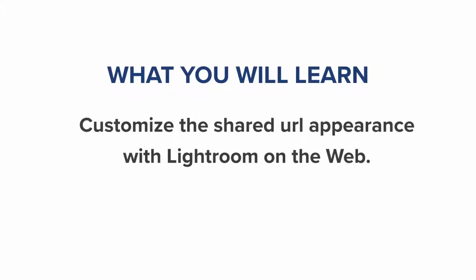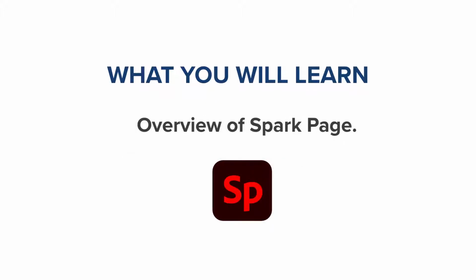The shared albums or collections become web pages. You'll learn how to customize the appearance of these web pages using Lightroom on the web. This includes adding a hero image, changing the image order, adding titles and text blocks, and section breaks. And I'll finish this session by showing you Adobe Spark Page. Spark Page is included with your Creative Cloud subscription, and Lightroom connects directly to it. With Spark Page, you can create visually appealing, dynamic stories with photos and lots of text, and it's super easy to use, and the results are amazing.